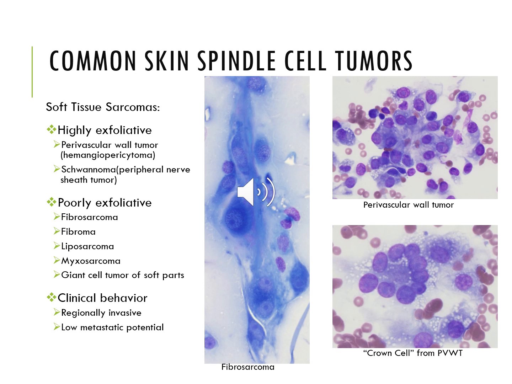Some of these soft tissue sarcomas do exfoliate pretty well. So the perivascular wall tumor or the schwannoma do tend to exfoliate well, and so we'll see numerous spindle cells with those two tumors. However, there are quite a few that do not exfoliate well, such as fibrosarcoma, fibromas, liposarcomas, and others.